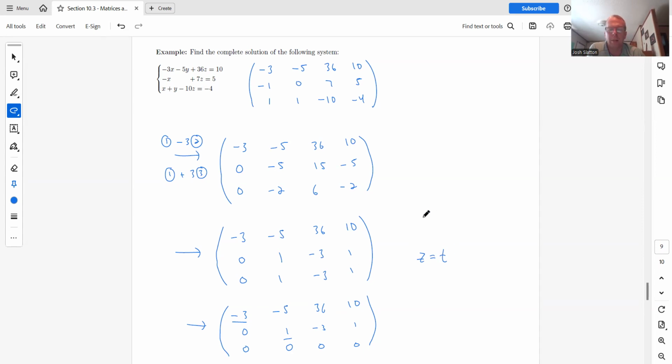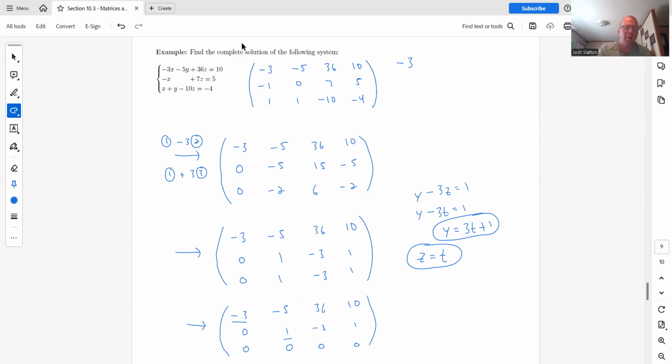And then that means that we have y, so going to the second row, y minus 3z equals 1. So y minus 3t equals 1. We're just going to substitute the t in for z, and then let's solve it for y. So we get 3t plus 1. So that is what y equals. And then we can do the same thing for the first row here. So -3.